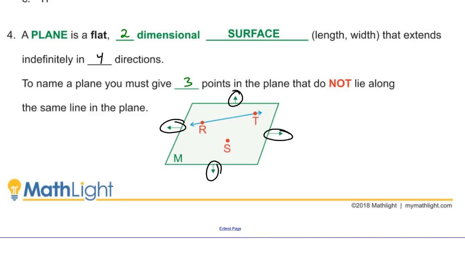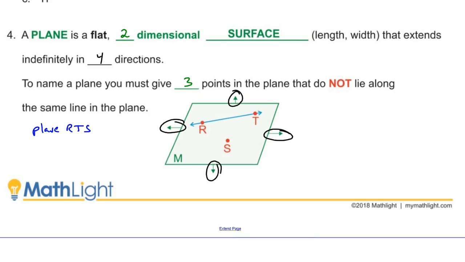But we're ready to name this plane. It's pretty easy. So we call it plane, and then the 3 points that are not along the same line that are inside. Now there are only 3, an R and T and S.